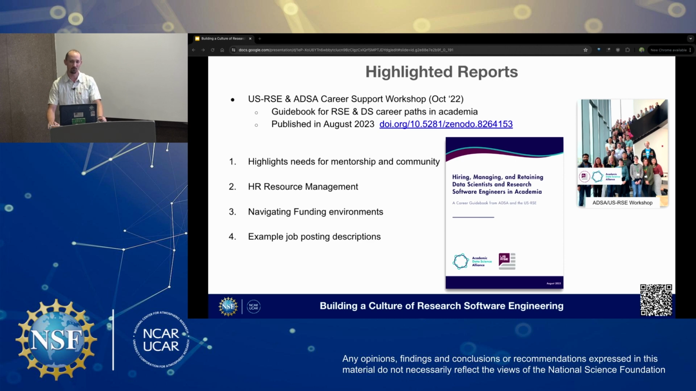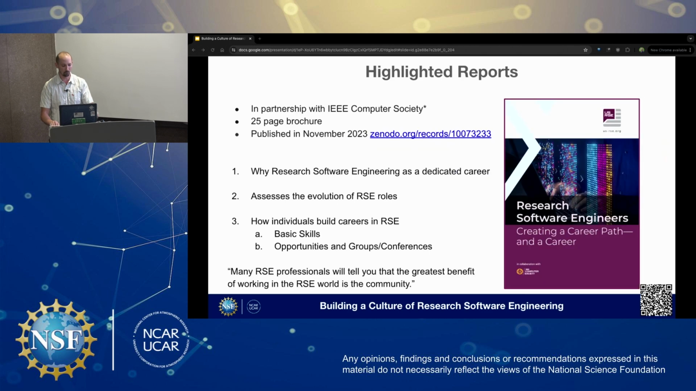Navigating funding environments, there's often hard issues being explored and related about soft funding versus hard funding for projects and software engineers, and how do we navigate that effectively, or which might be better in certain circumstances. And there's even some example job posting descriptions, in terms of how do we communicate the types of roles and issues we want the future workforce we're hiring to meet, in terms of the types of roles you might be hiring for in the future. So if you're interested in any of those areas, I encourage exploring that report.